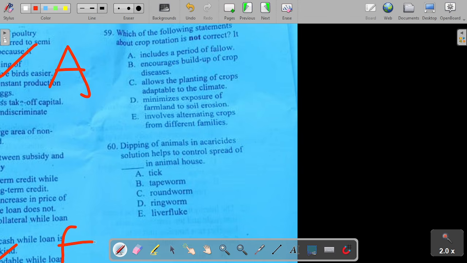59. Which of the following statements about crop rotation is not correct? A includes a period of fallow, encourages build-up of crop disease, allows planting of crops, no, minimizes the exposure of farmland to soil erosion, no, answer is B. And 60, dipping of animal in acaricide is for ticks. Now you repeat this question again. Tick. 60 is A.